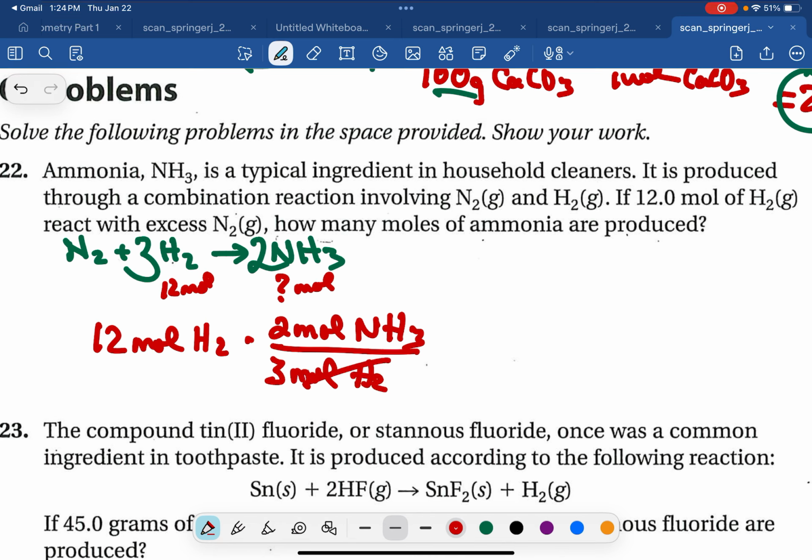which is the given. Moles cancel. 12 times 2 divided by 3. Well, we could cancel a little if we wanted to. The 12 and the 3 would make 4 and 1, so it'd be 8 moles of NH3.